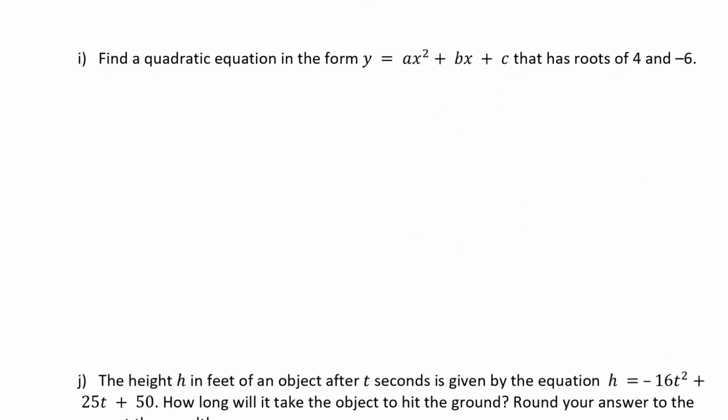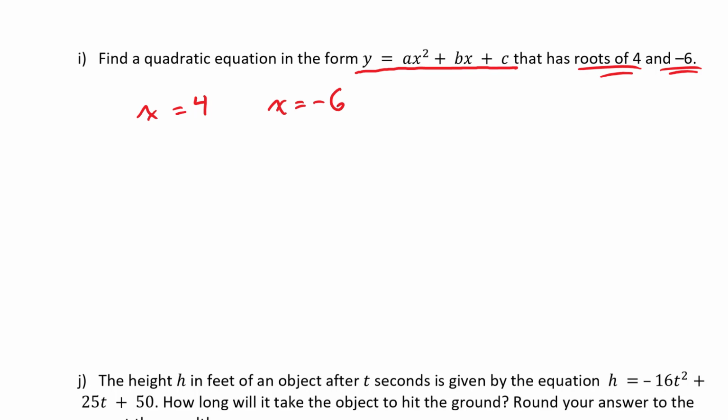We can also use this knowledge to solve word problems. Let's try I together. Find a quadratic equation in the form of y equals ax squared plus bx plus c. It has roots of 4 and negative 6. This is actually enough information to get the equation for this particular line. Right here, it says the roots are 4 and negative 6. This means our x-intercepts are at 4 and at negative 6.